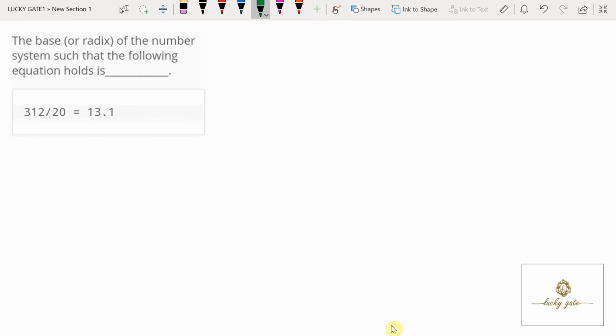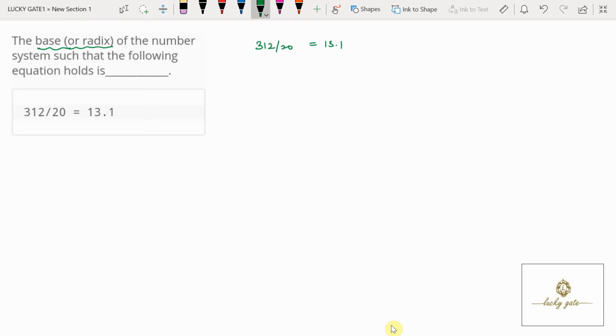It is one of the GATE standard questions. In the question, the base or radix of the number system is given such that the following equation holds. It asks what is the base or radix of the number system. What is given: 312 / 20 = 13.1.